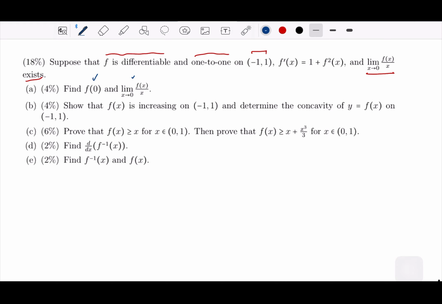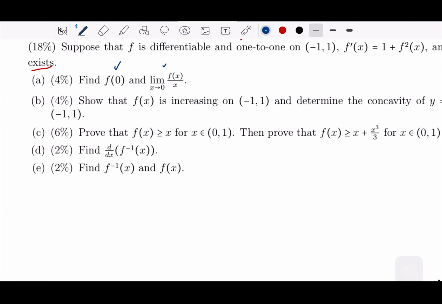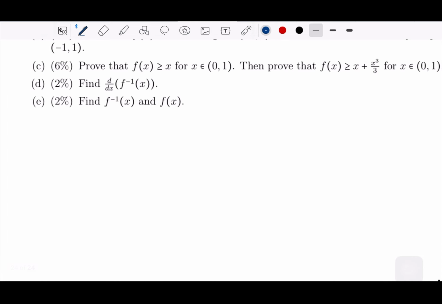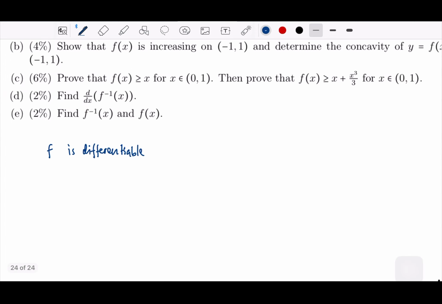Okay, let's start the solution from the very first question. Find f(0) and the limit of f(x) over x. So f is differentiable. This is from the statement, right? F is differentiable, and because it's differentiable, it should be continuous. Therefore, f(0) and the limit of f(x) should be equal.